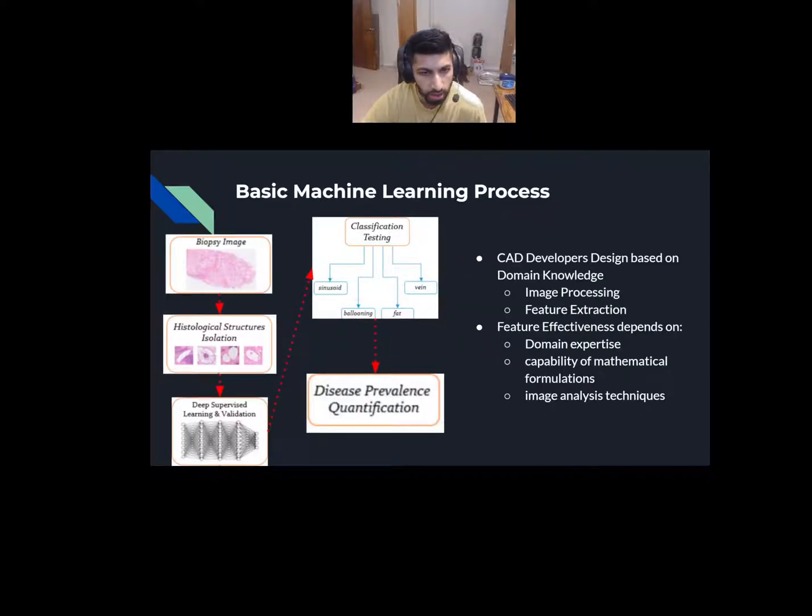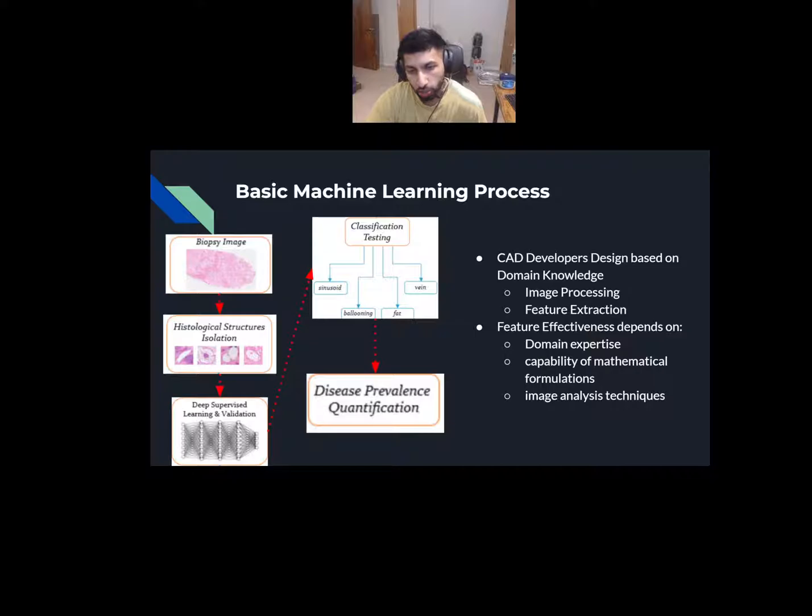So here is a typical machine learning process. What the laboratory people will do is grab an image and divide it into its specific components. This is typically based on which kind of machine learning model you're using. Then you'll apply some sort of model, test the classification, and then quantify its prevalence.